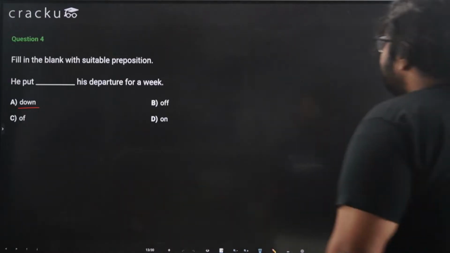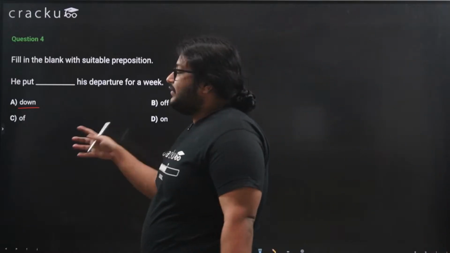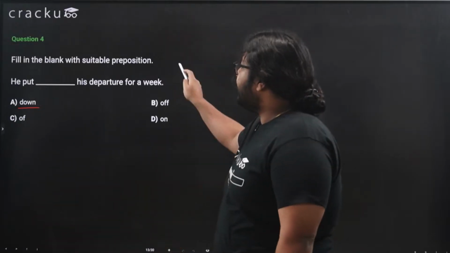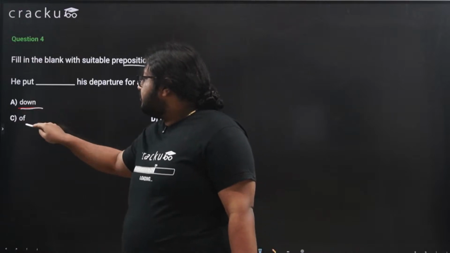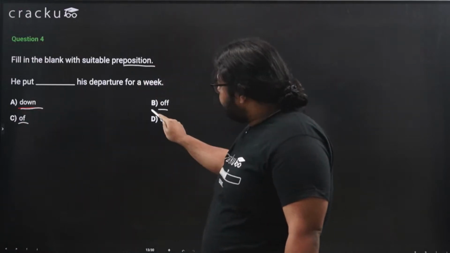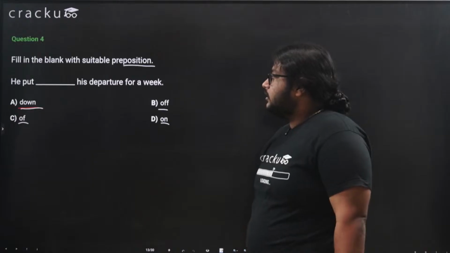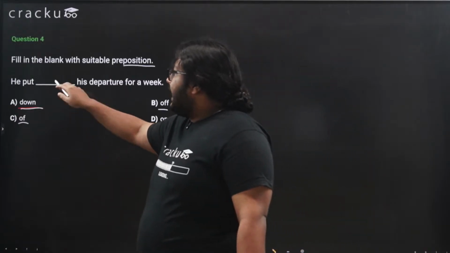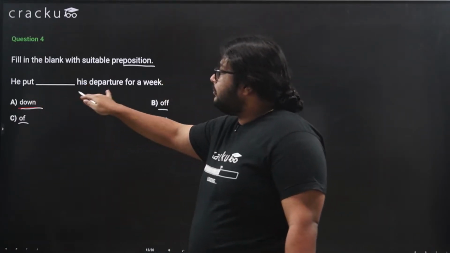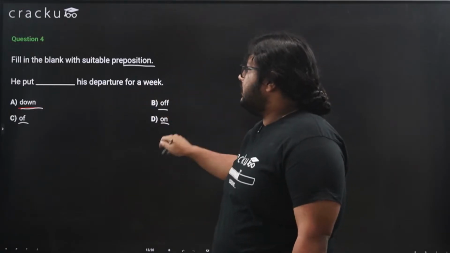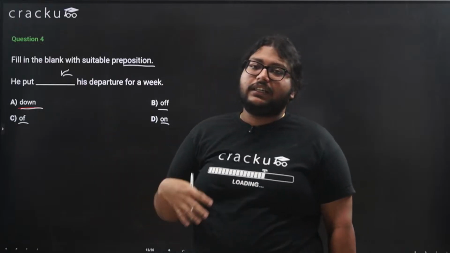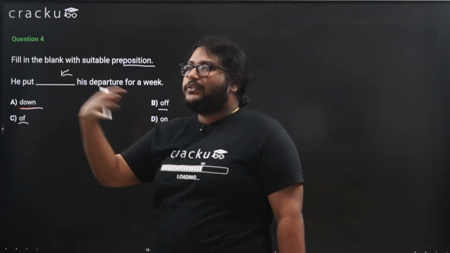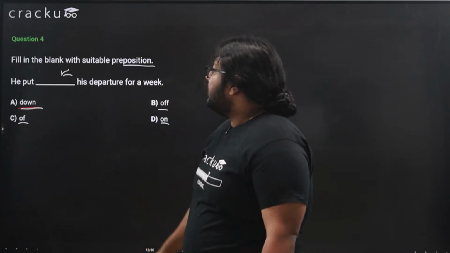Okay, so this question is also one of the phrasal verb things. We need to figure out the appropriate preposition. We have put down, put off, and put on. "He put dash his departure for a week." It would mean something which is related to time, right? Like he delayed it by one week, or like after one week, something like that.